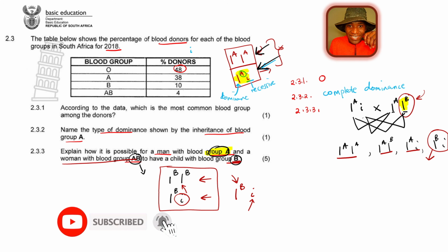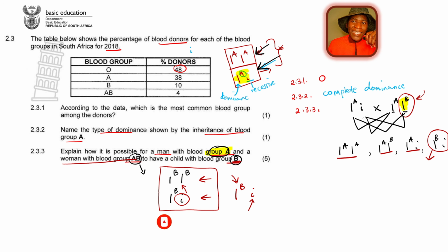You can say that for the child to have blood group B, he has inherited the allele IB from the mother. So he has to inherit the allele i from the father. Therefore, for that to happen, the father must have this genotype and the mother must have this genotype. So they say explain how it is possible. Otherwise, you can just do it using a genetic cross.